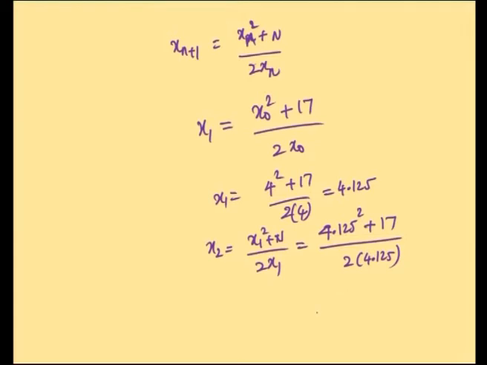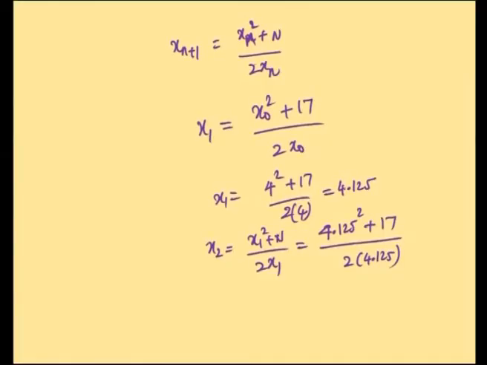You need not find out f of 4.125 or f dash of 4.125 etc. to substitute in the Newton formula. We can directly take the iteration formula and do it, and this answer comes to be equal to 4.123. This is x2.